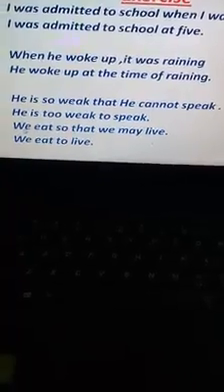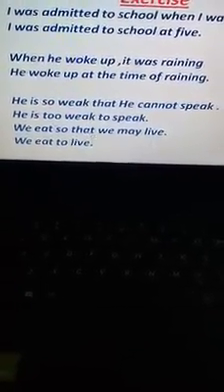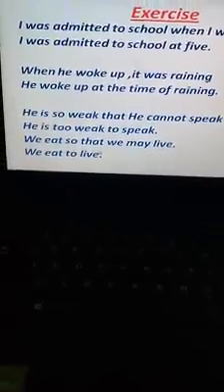And the next sentence is, we eat so that we may live. So that means the purpose. Why do we eat? We eat to live. The answer is, we eat to live. So I have used to infinitive here.